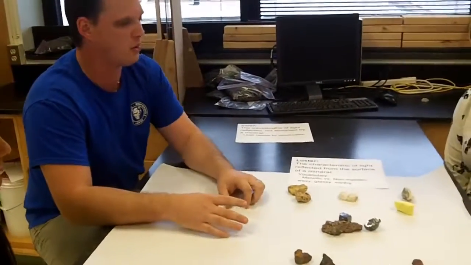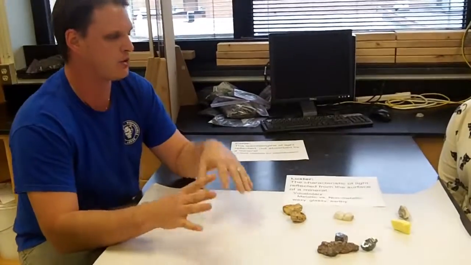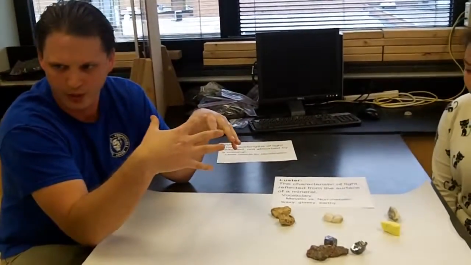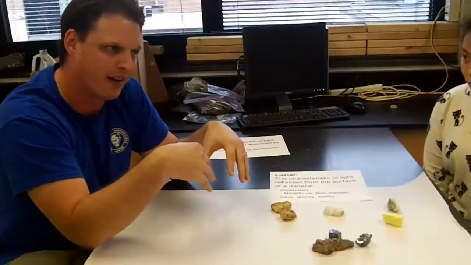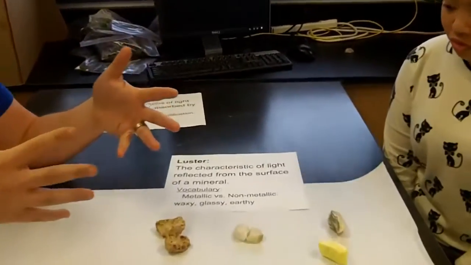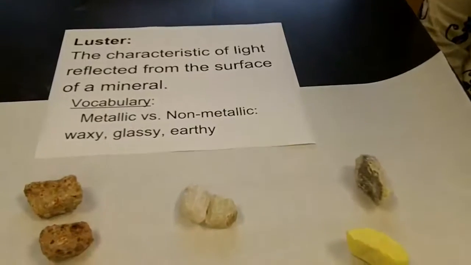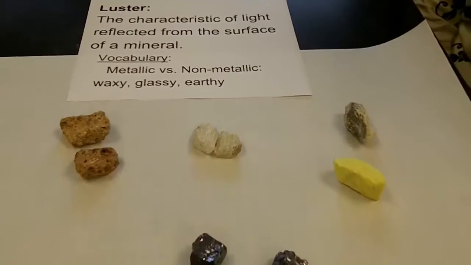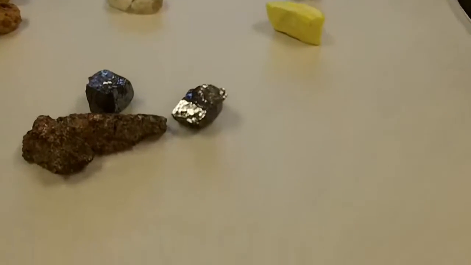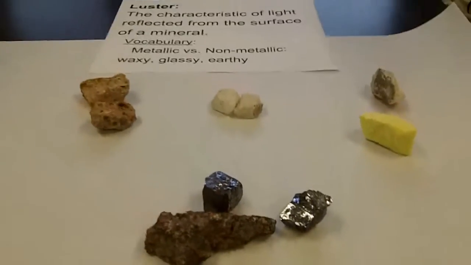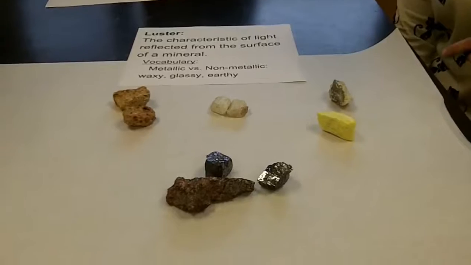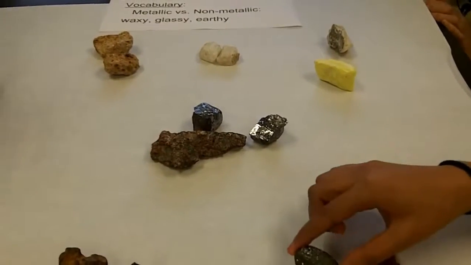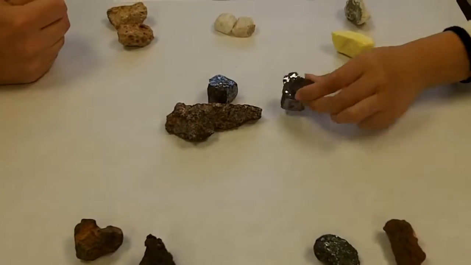So when we try to identify minerals, we separate them into two different categories: metallic or non-metallic. What do you think metallic would be? What do you think it looks like? It looks like a metal, exactly. So pick one out that you think looks like a metal. Any other ones? Yeah, definitely.